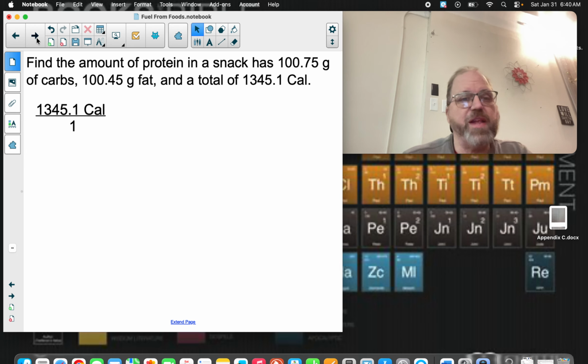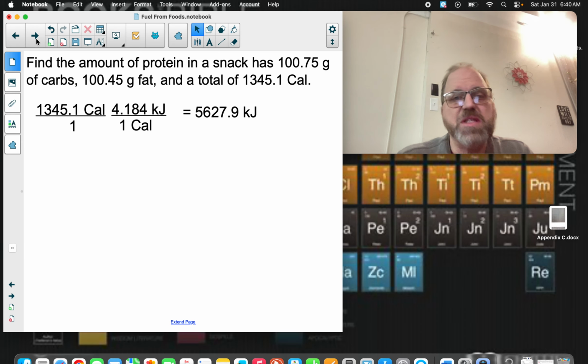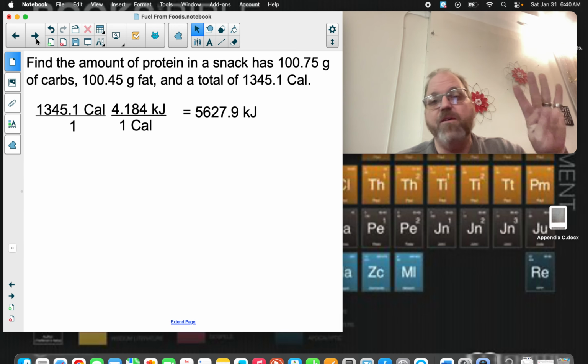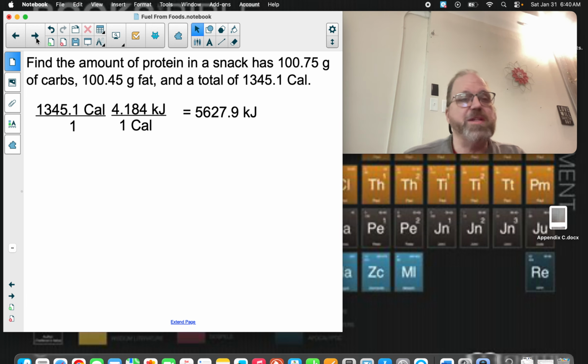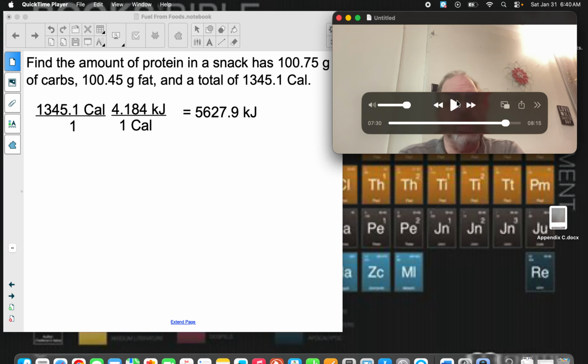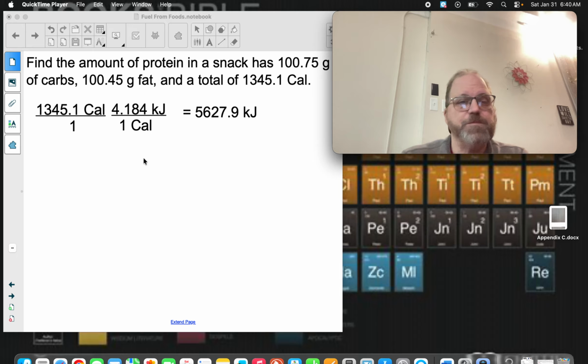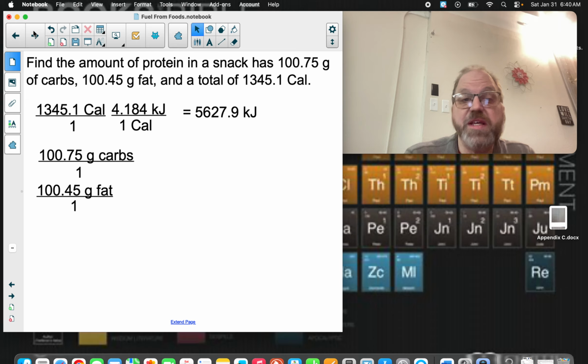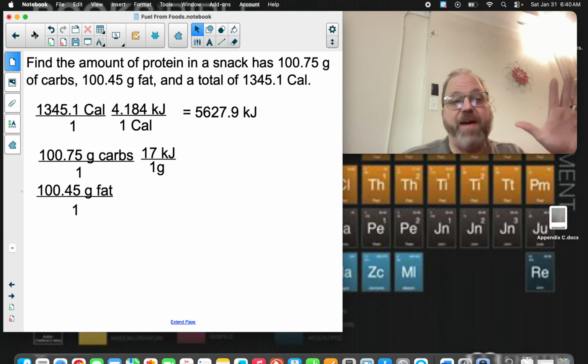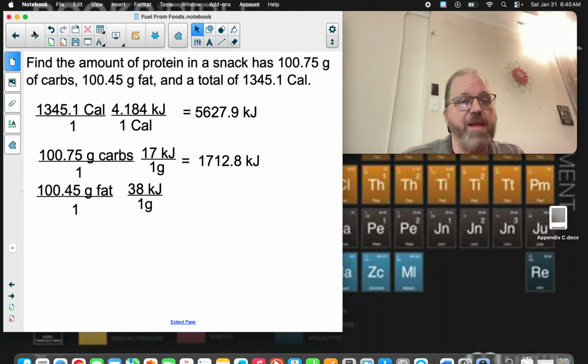And we're going to convert that to kilojoules. 1 calorie is 4.184. So we get 5,627.9, 5 sig figs, sorry, kilojoules. Now let's do the carbs. 17 kilojoules is 1 gram. We're going to have 5 sig figs, and 38 over 1, 5 sig figs for that one as well.